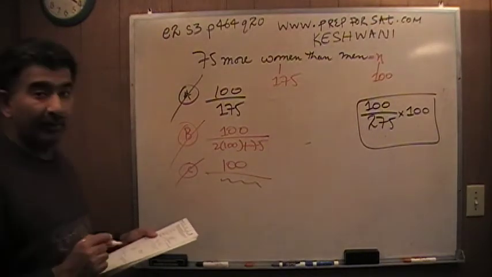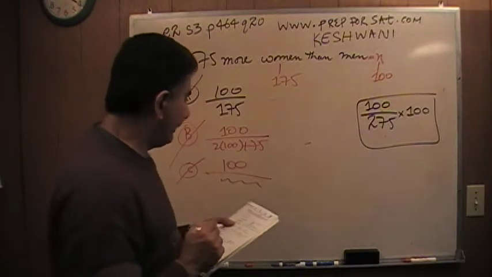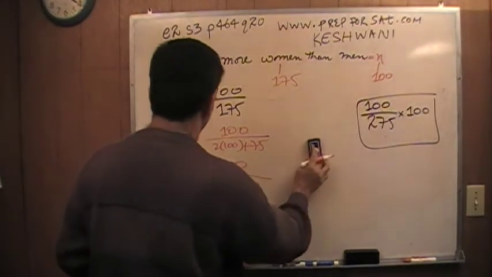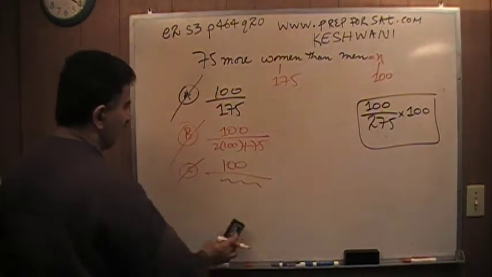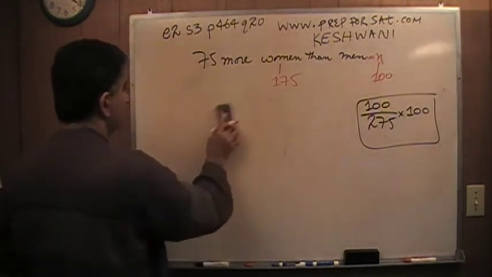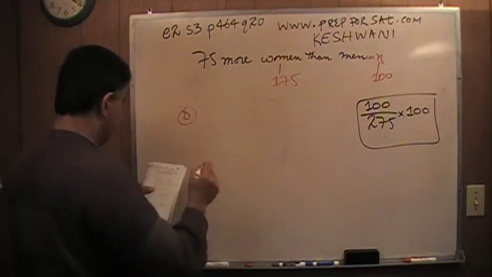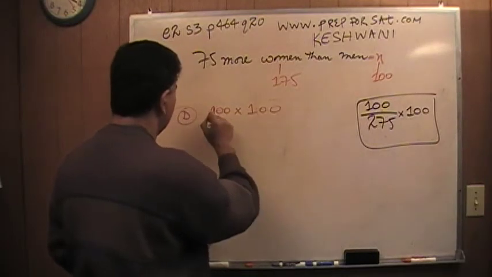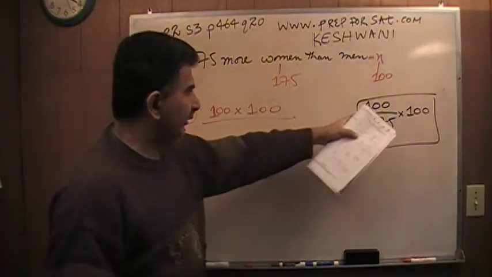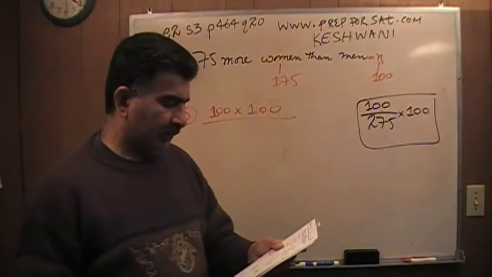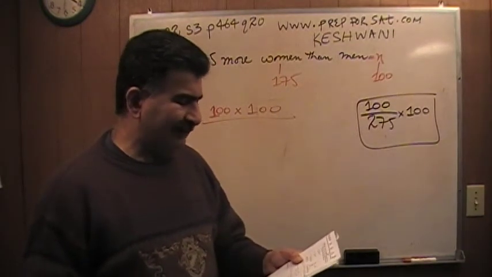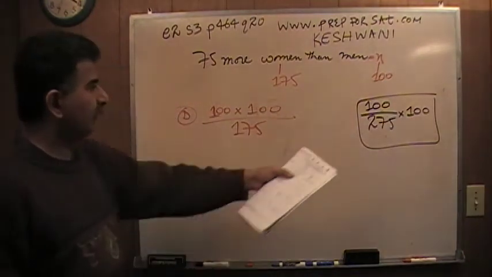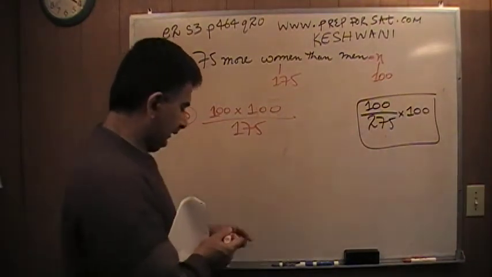D, there we go. Now we are going someplace. D says 100 times n. Well, let's see. Let's cross out A, B, and C, which are wrong answer choices. D says 100 times 100. Now we're getting someplace because that's what we need. 100 times 100 over 175. Alas, that's not it. We're looking for 275. Let's look at E.